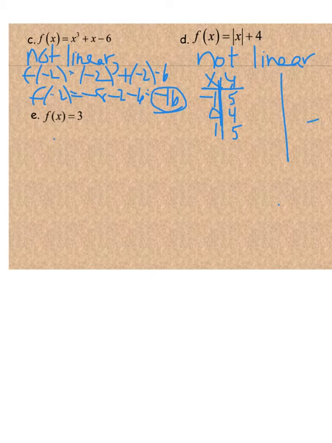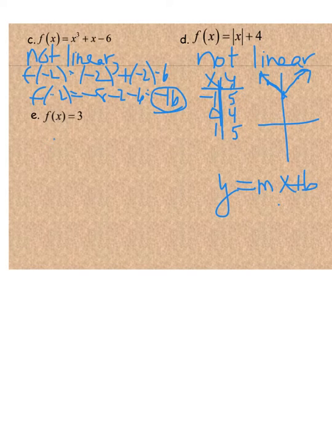And if I plot these, you'll see this makes a V-shaped graph, not a line, not linear. Remember, y equals mx plus b is our slope-intercept form, and we can see that x does not have absolute value.